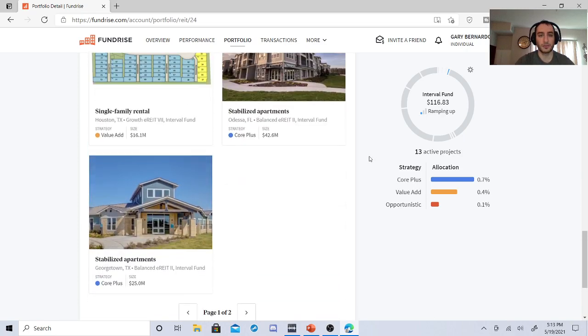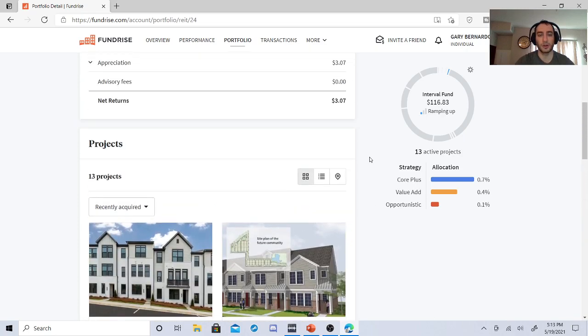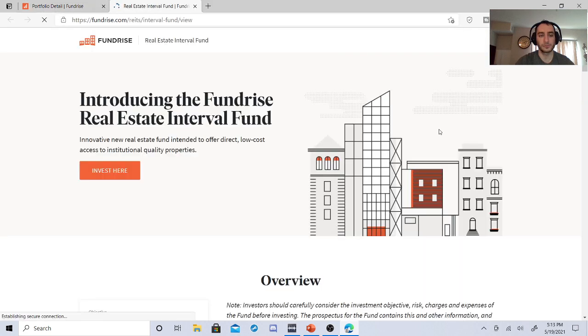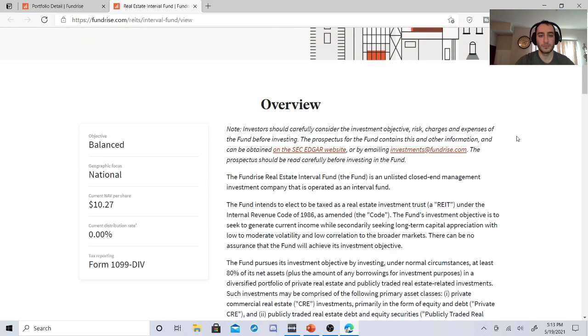An interval fund is really interesting, which I went over before, but I'll be glad to go over it again. Let's see if I can do fund details. The Fundrise Real Estate Interval Fund, which calls itself the fund, is an unlisted, closed-ended management investment company that is operated as an interval fund.